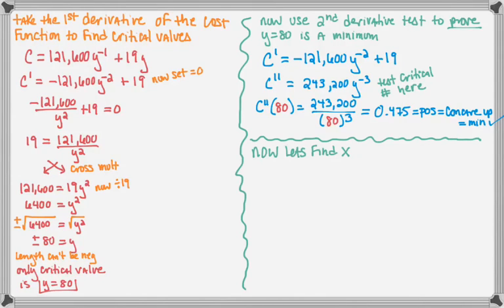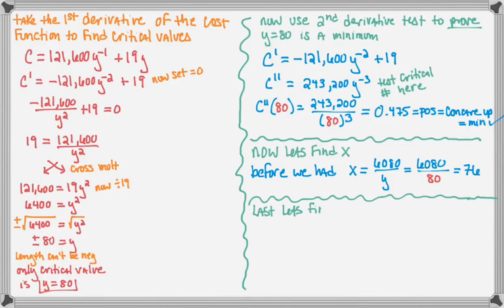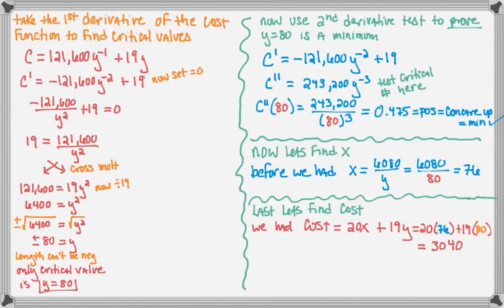Now let's find x. If you remember before, we had the equation x equals 6080 over y, where I'm just going to swap my y out with 80. This is when we solve the area function for x. And I get 76 for x. And lastly, I need to find the cost. Going back to the cost function, plugging in my x of 76 and my y of 80, I get 3,040.